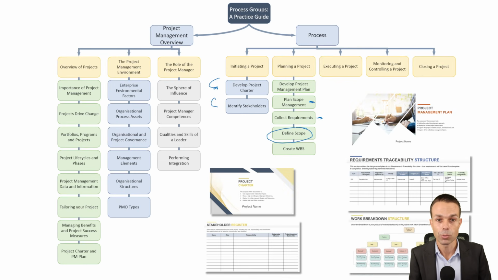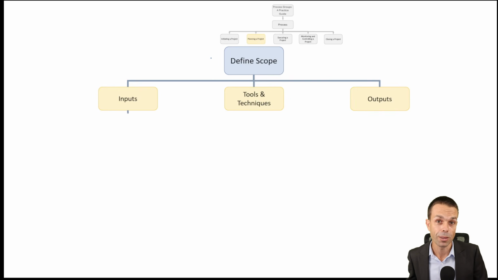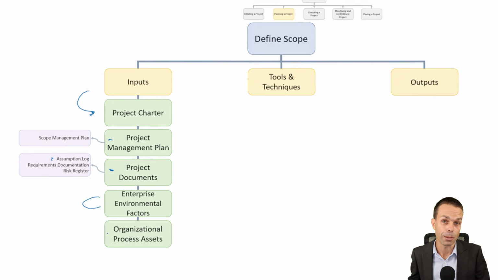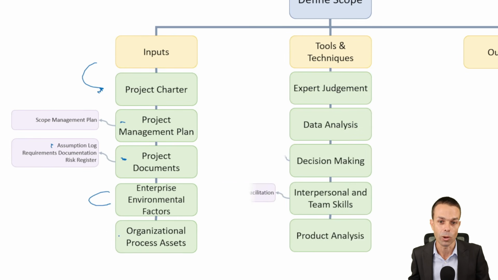Once we've got the requirements, we can start defining the scope that we're going to deliver in our project. And that looks like we start with our project charter, the project management plan, and project documents for any assumptions, and of course our environment and any process assets that will help us along the way.